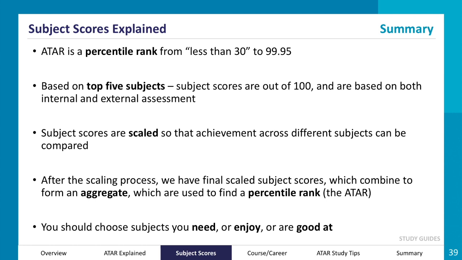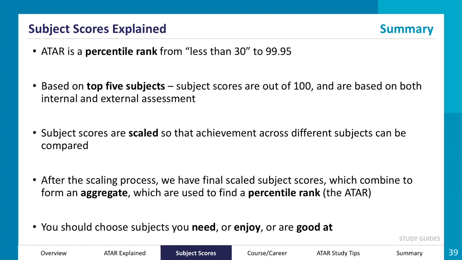Again, as we know, subject scores are scaled not to reward or punish you, but so that we can accurately measure and compare levels of achievement across subjects. Because of scaling, you should be able to choose subjects that you're interested in, passionate about, need for uni, and so on and so forth, as opposed to selecting subjects based on scaling, which I promise you is not a good idea.